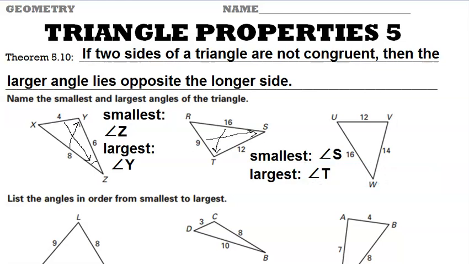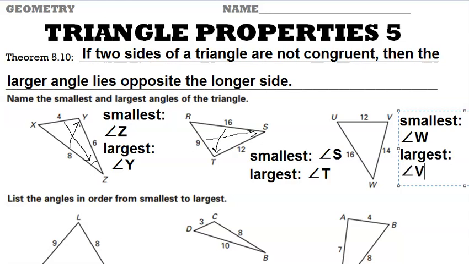All right, let's try this next one without actually pointing or drawing anything. Let's see if we've got this down. The smallest side is UV. If you were to draw an arrow opposite that, you would end up at angle W. The largest side is UW. If you were to draw an arrow pointing opposite, that would be angle V.